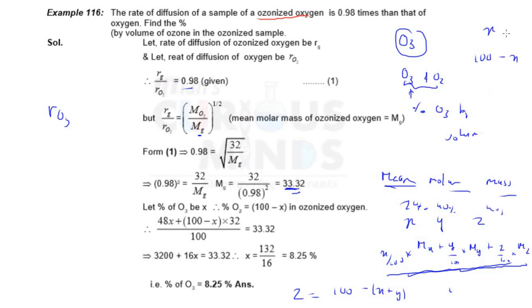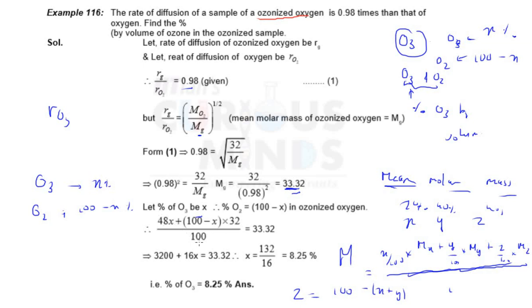So let us assume x% as oxygen. Sorry, let us take x% as ozone, and 100 minus x is nothing but oxygen. Let us solve what is given. Let the percent of O3 be x% in the sample, and the remaining is 100 minus x percent. The mean molar mass is given, and this is the formula I told you, where capital M is the mean molar mass.